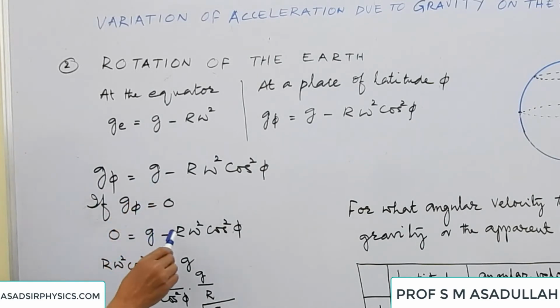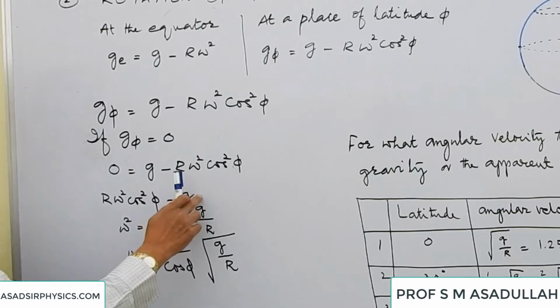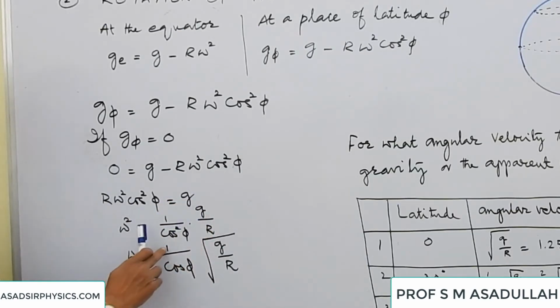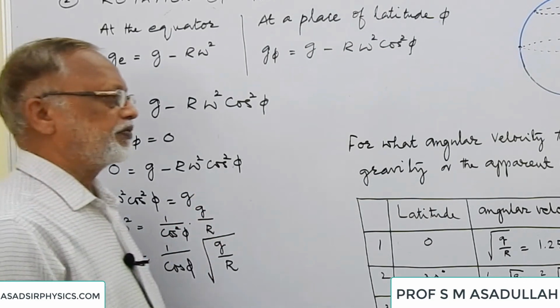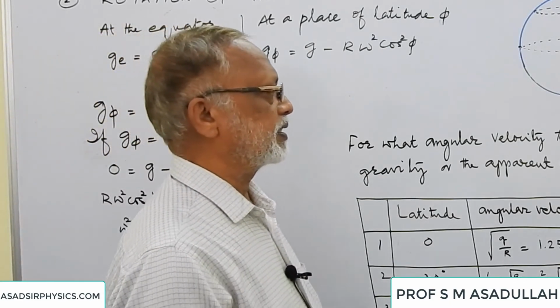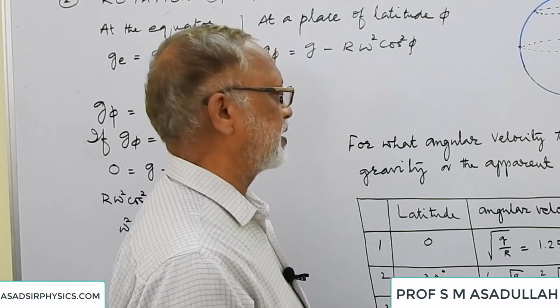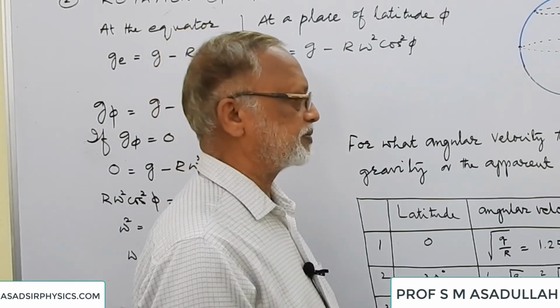0 = g - R omega^2 cos^2 phi, or R omega^2 cos^2 phi = g. Omega^2 = (1 / cos^2 phi) (g / R). Omega = (1 / cos phi) √(g/R). Now, for what angular velocity does the acceleration due to gravity, or the apparent weight of a body, become 0?